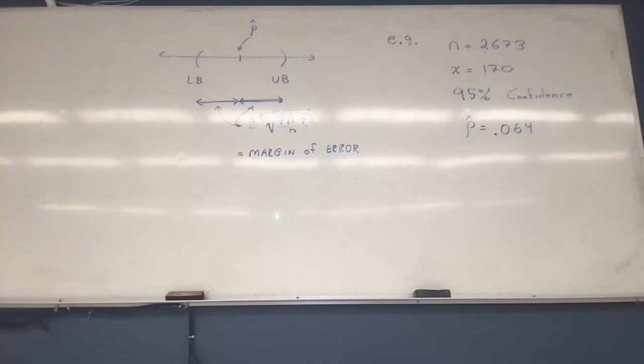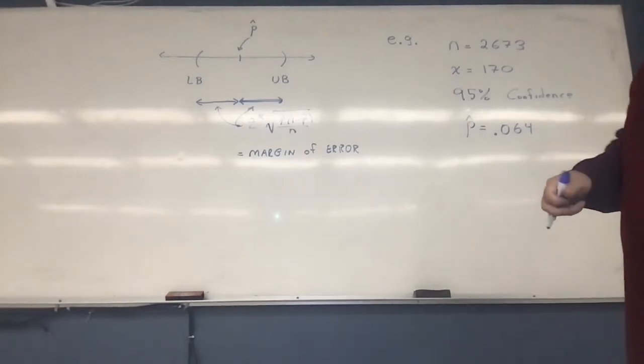Okay, calculate. Oh, did I press enter? It has one proportion Z interval over here. X equals 170. N equals 2673. Don't hit enter. You hit enter, it goes away. So what is my confidence interval? What does it give me? Read it. What does it give me?